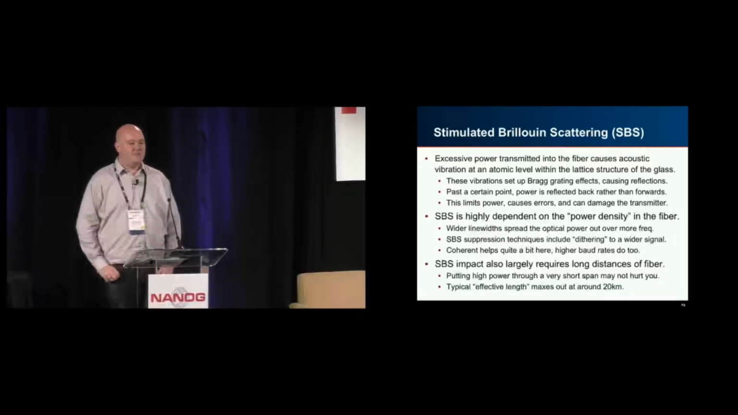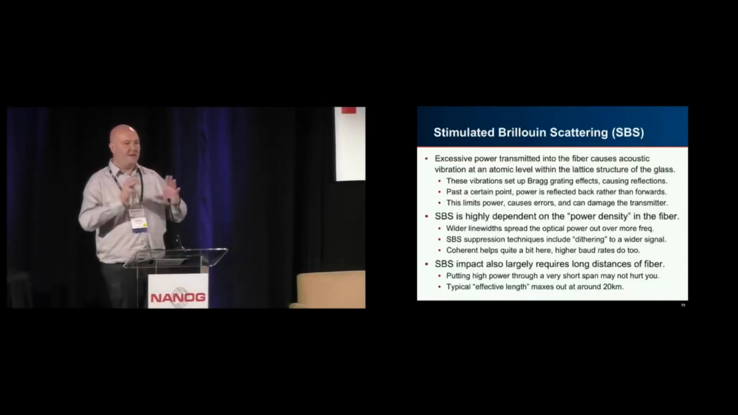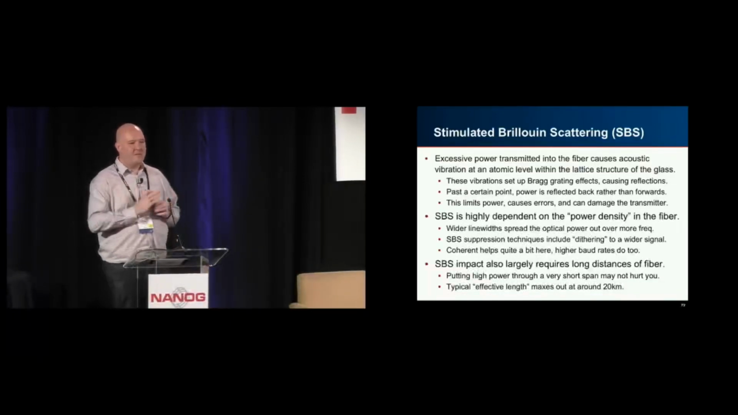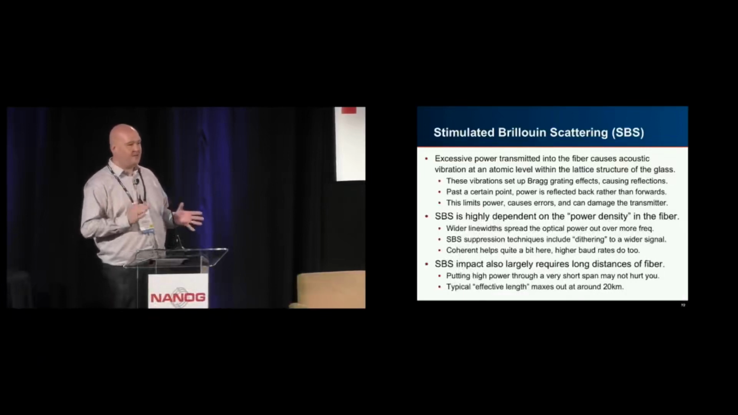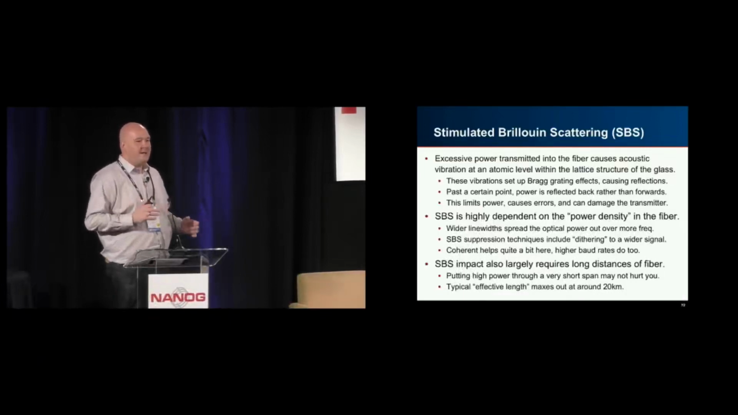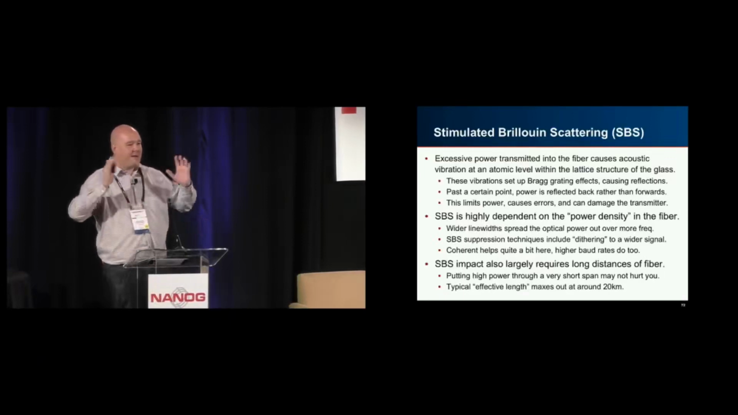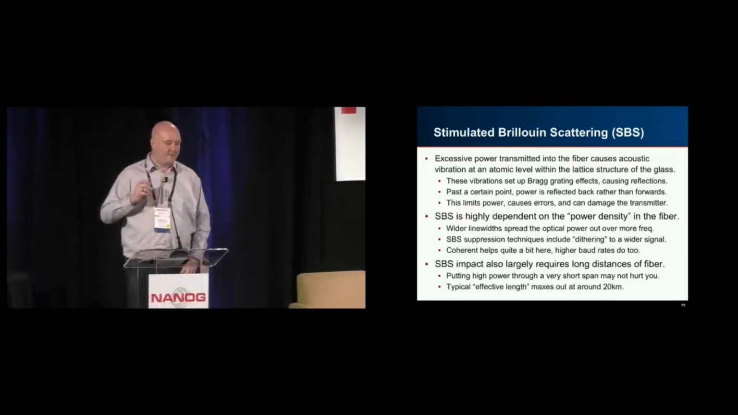But SBS is really dependent on the power density in the fiber. What's happening here is the wider the line width of the signal, the more you spread that optical power out. As we move to modern systems, 100 gig, 200 gig and higher, we've moved to systems that spread that power out quite a bit. So where this used to be a huge area of concern for 10 gig signals, it's not nearly as much anymore, because you've got the power dispersed over a wider signal.